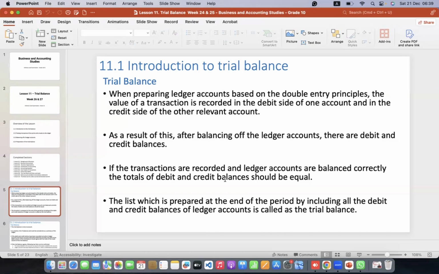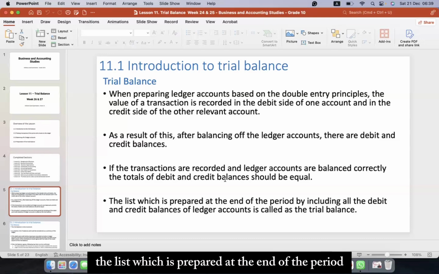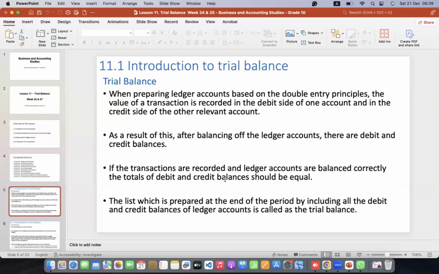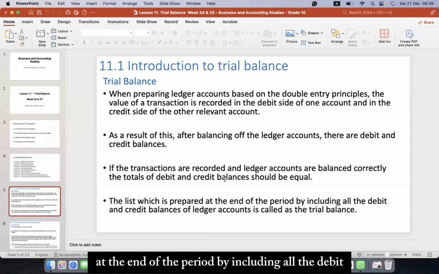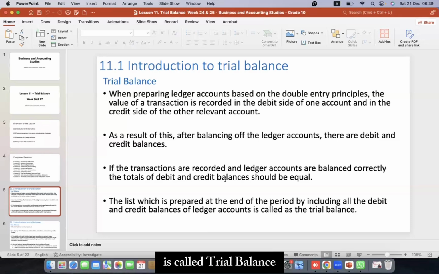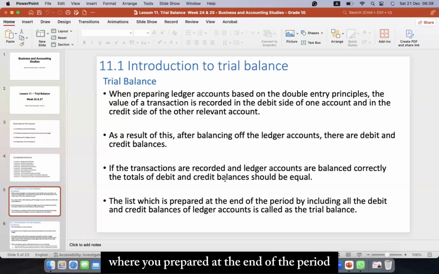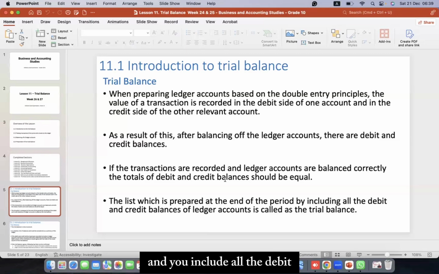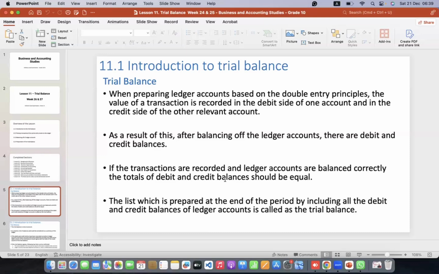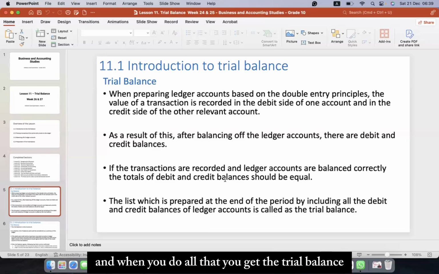The list which is prepared at the end of the period by including all the debit and credit balances of the ledger accounts is called the trial balance. So trial balance is a list which you prepare at the end of the accounting period, and you include all the debit and the credit balances of the ledger accounts. And when you do all that, you get the trial balance.